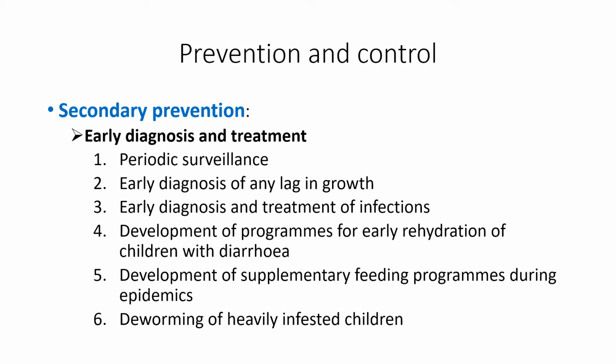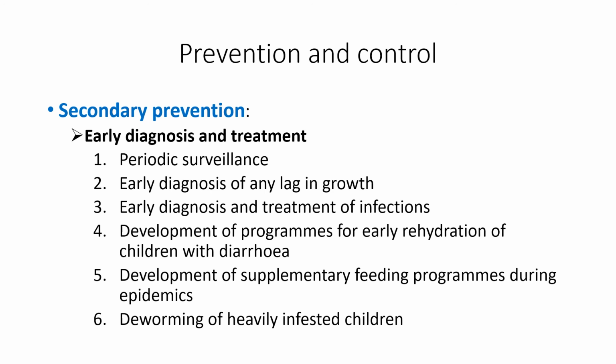Then development of supplementary feeding programs during epidemics. That is like the epidemic we are going through now. In such situations, there is a shortage of food articles, especially for the low socioeconomic group who deal with hand-to-mouth sustenance. They have difficult access to food, and thereby the children might get malnourished if it is a prolonged period of epidemic. During such periods of epidemics, food supplementation has to be provided, which is being provided either through government schools or the Anganwadis, also through primary health centers.